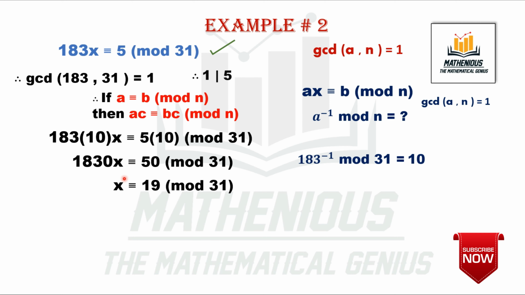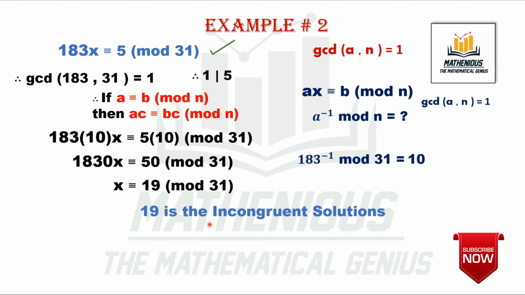I am again saying that we follow this procedure with the inverse mod n just to make x alone. So in this condition we have x alone, x is congruent to 19 mod 31. We know that 19 is less than the modulus 31, so x is congruent to 19. Again in this question we have only one incongruent solution, 19.